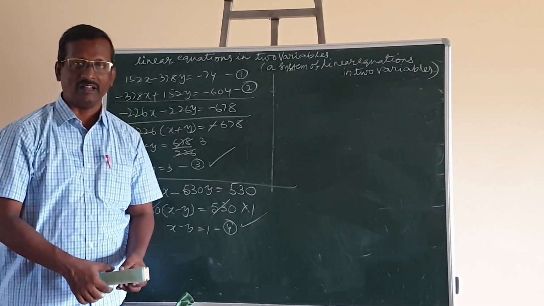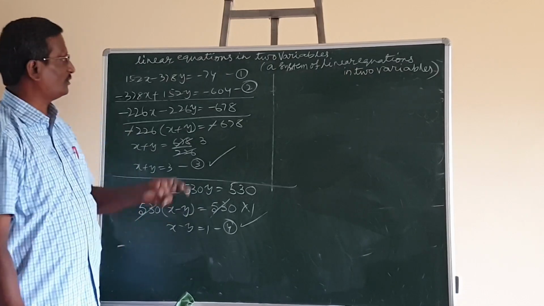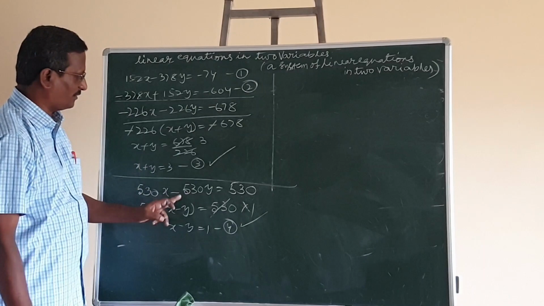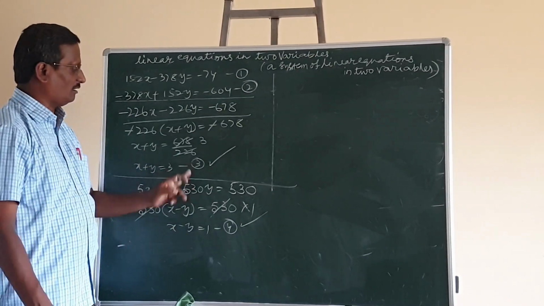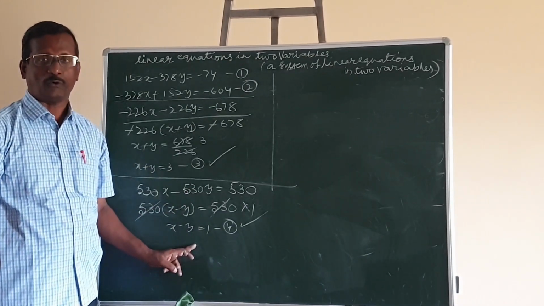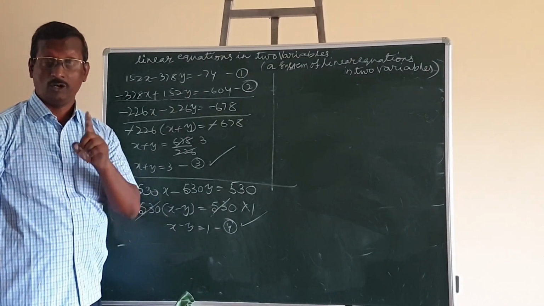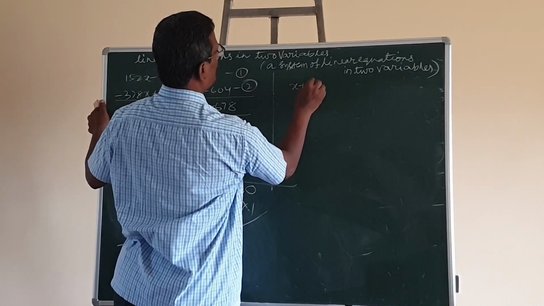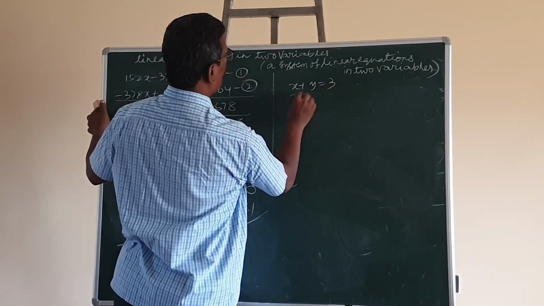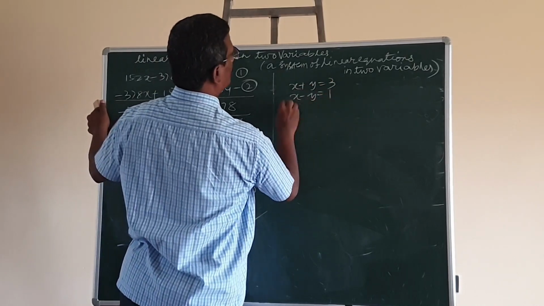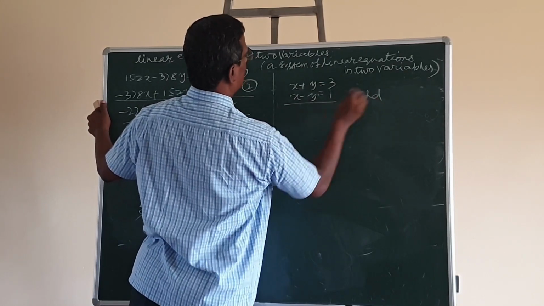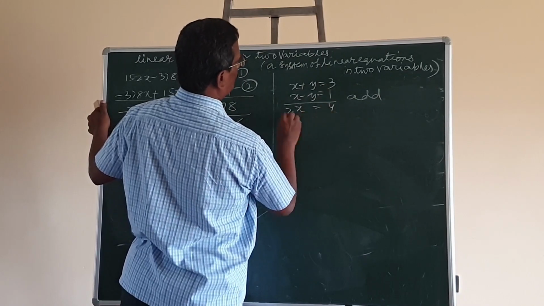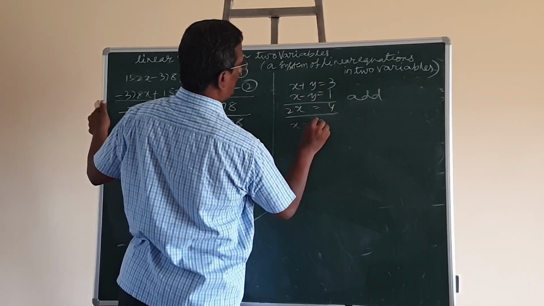Here what we have to learn is that whatever is the solution for equations 1 and 2, the same is the solution for equations 3 and 4. So let us solve these equations 3 and 4 so easily because the coefficients are so small. Now x plus y is equal to 3, x minus y is equal to 1. On adding, y plus y cancel, 2x is equal to 4. This implies x is equal to 4 by 2, that is 2.